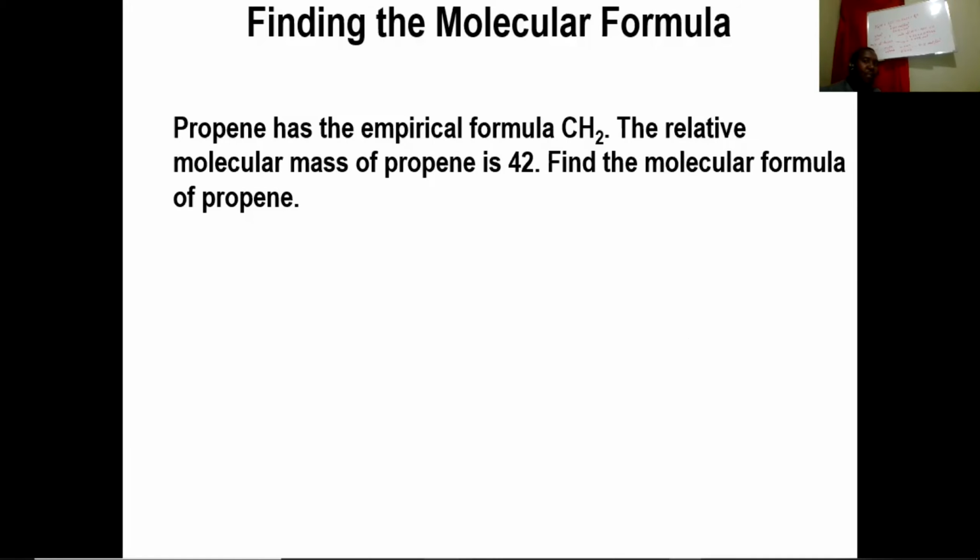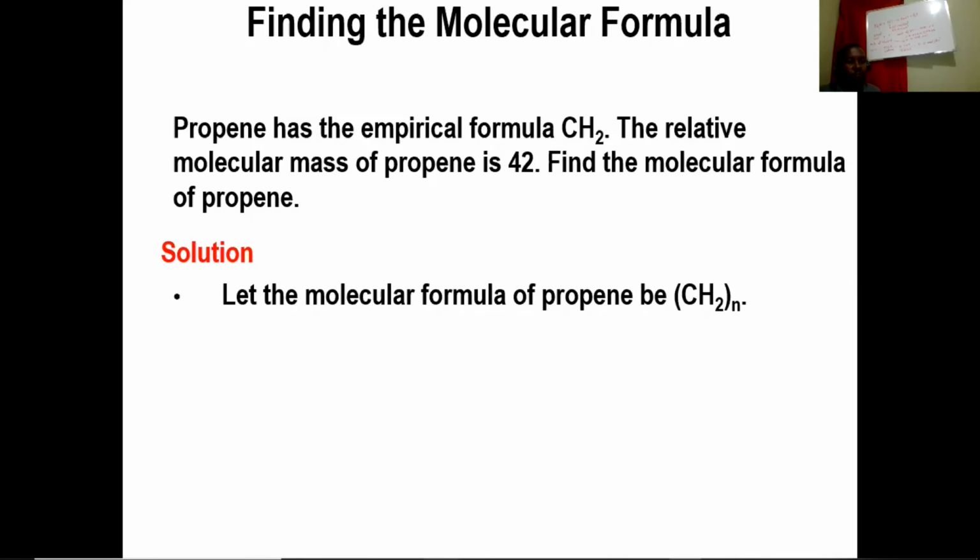So, finding the molecular formula. Propene has an empirical formula of CH2. The relative molecular mass of propene is 42. Find the molecular formula of propene. So it gives us the simplest form of propene, which is not actually the formula of propene. We're given how much mass propene has, which is 42. So to find the molecular formula of propene, we find it like this.